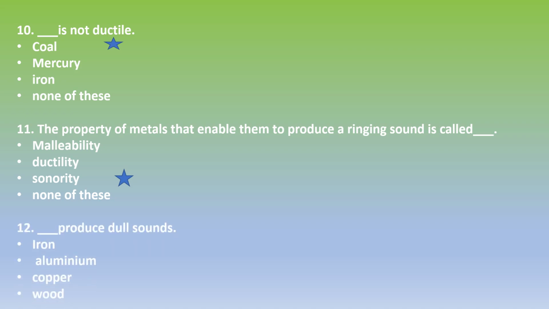Question number 12. Dash produce dull sounds. So which of these produce dull sounds? Iron, aluminium, copper, or wood? So here the correct answer is wood.